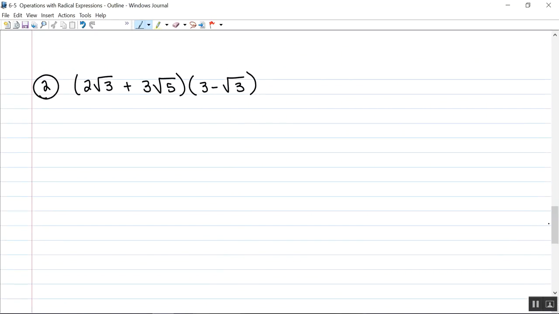So here's a multiplication problem, and actually it kind of looks like we're multiplying a couple binomials here, but technically they aren't. But we do use the same method that we do if we are multiplying binomials, and that is foiling. So I'm going to use FOIL for this.